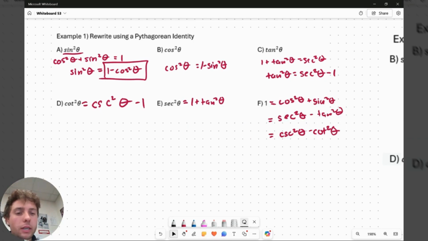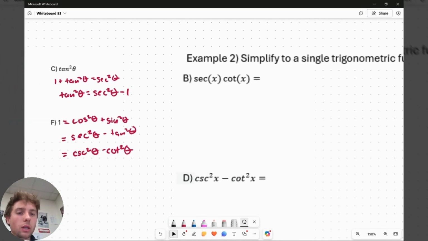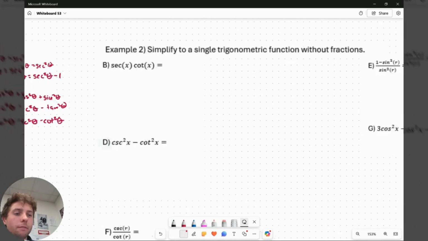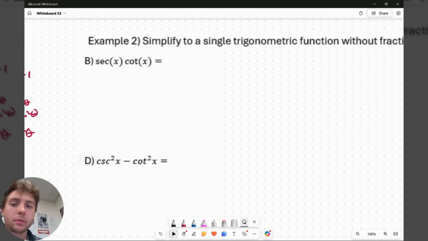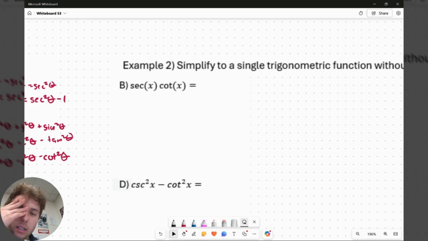Okay, but all we're doing is manipulating equations. Well, let's continue to manipulate this stuff and start to break down a few more problems. For example, secant. It's not secant squared, so I cannot use the Pythagorean identities. But I know something else about secant. I know secant is 1 over cosine. Cotangent, I know cotangent is cosine over sine.